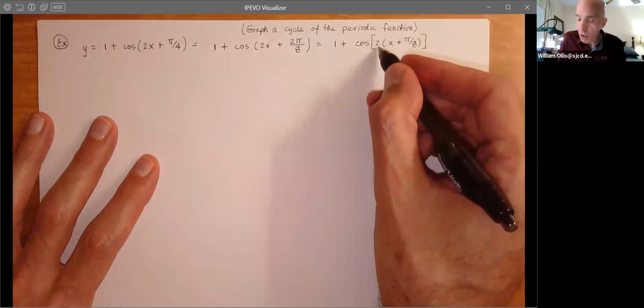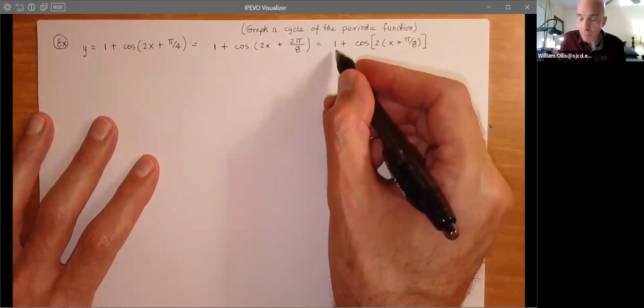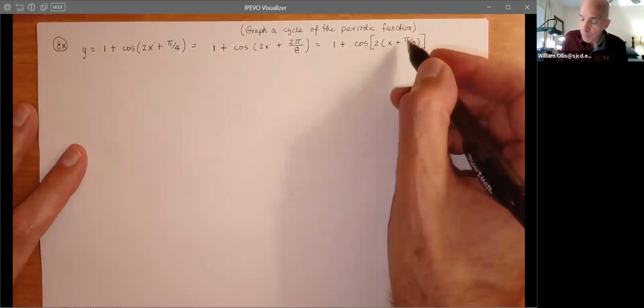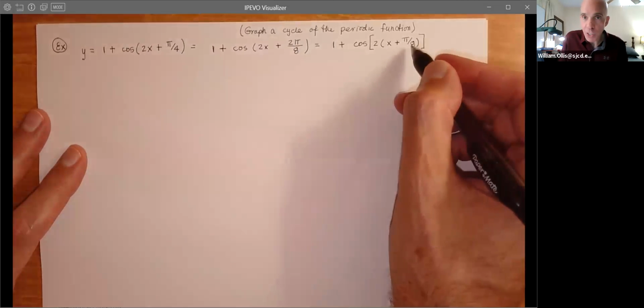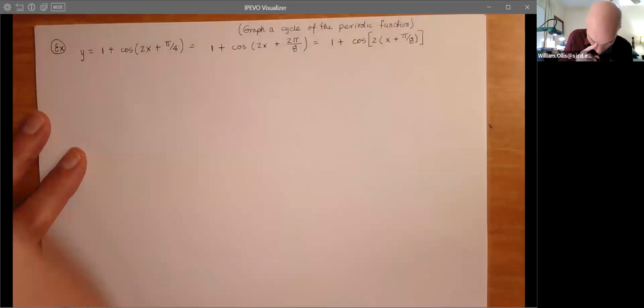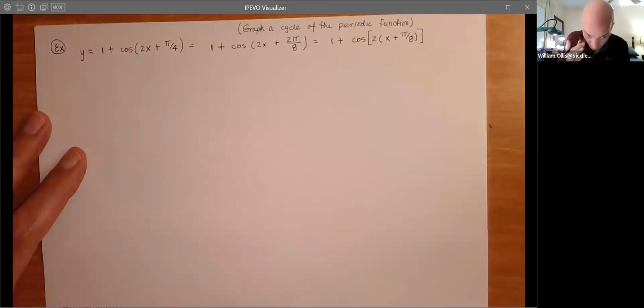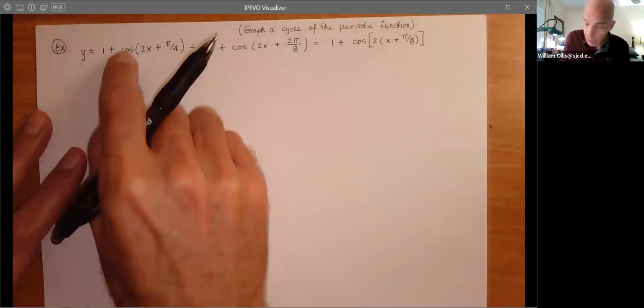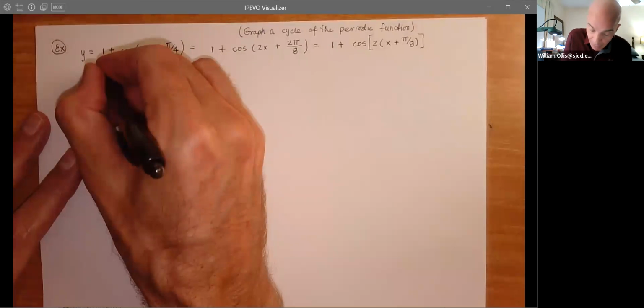Again, we're going to have a horizontal compression by a factor of 2, and then we're going to have an upward shift by 1. So at least this gives us practice with the shift. So remember, because of the plus, this will be a shift to the left. So let's go ahead and write this down. So now, what's interesting about this particular function is that the amplitude is 1. Let's go ahead and write all this down.